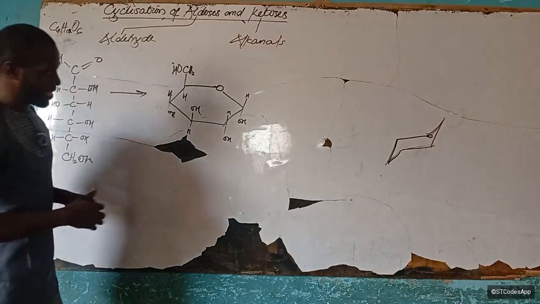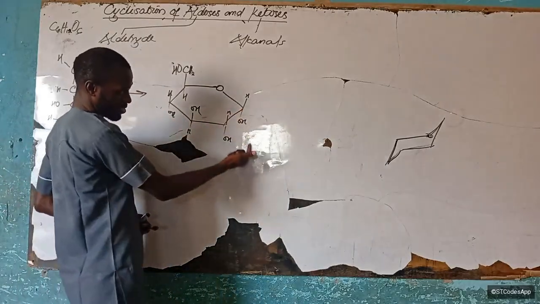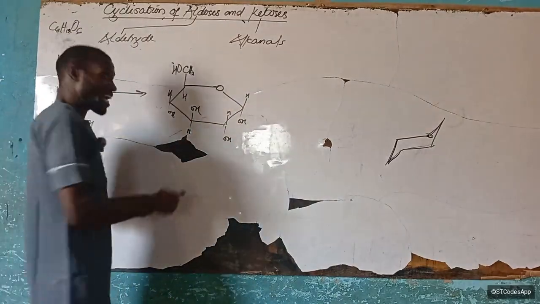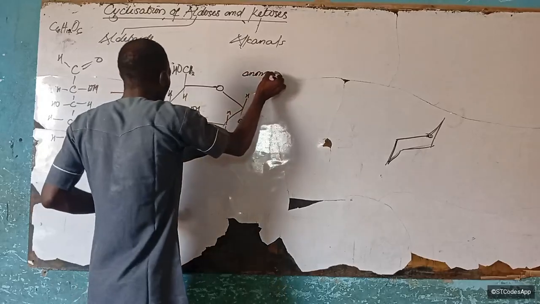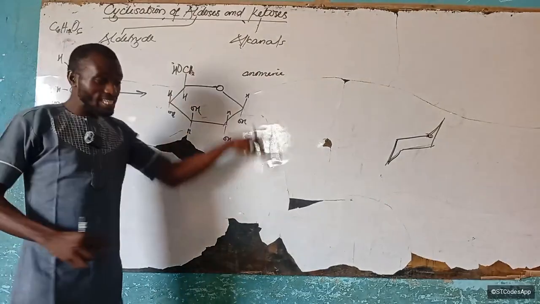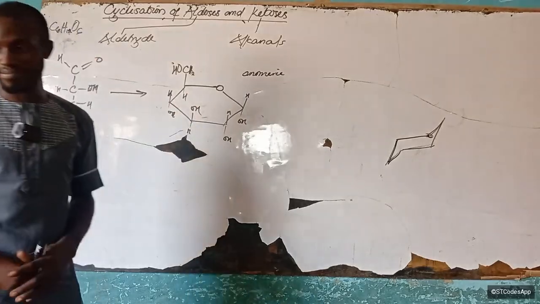But the point is that this carbon is the most oxidized. See how many oxygens are linked to it: the first oxygen here and the second oxygen. Hence, it is called anomeric. There are other reasons why it is called anomeric, but for now, just know that the anomeric carbon is more oxidized than every other carbon.